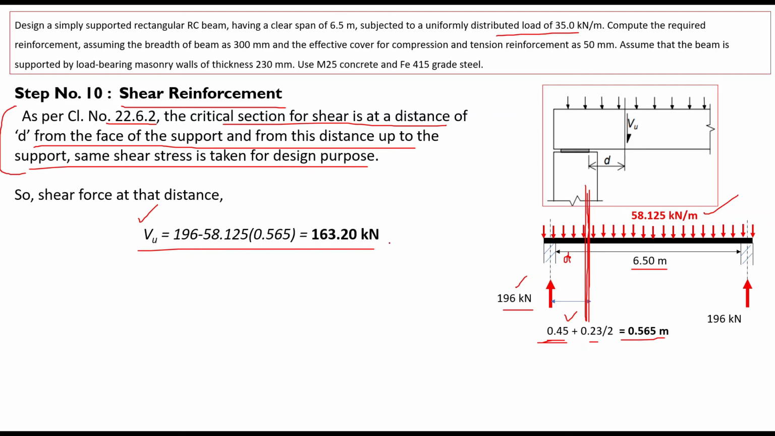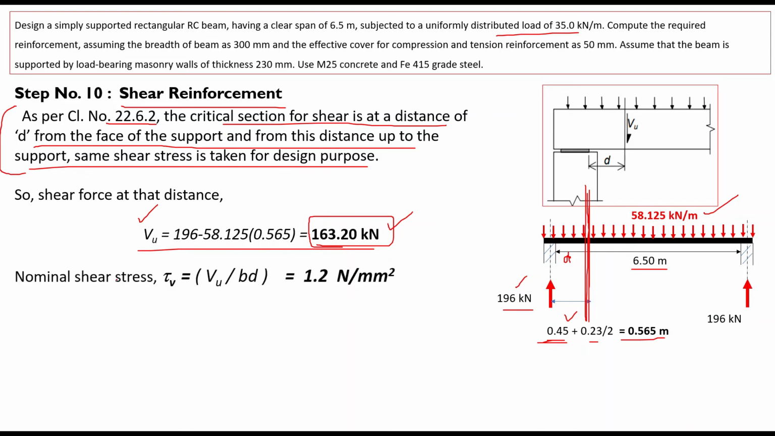So it comes out to be 163.20. So it is again, because loading is quite high, accordingly shear force value is also high. So now as per the IS 456 guideline, let us calculate what is the nominal shear stress. So nominal shear stress tau V works out to be 1.2 Newton per millimeter square.